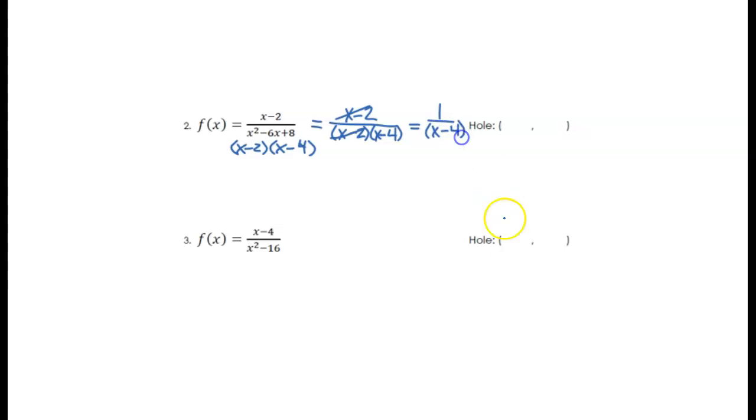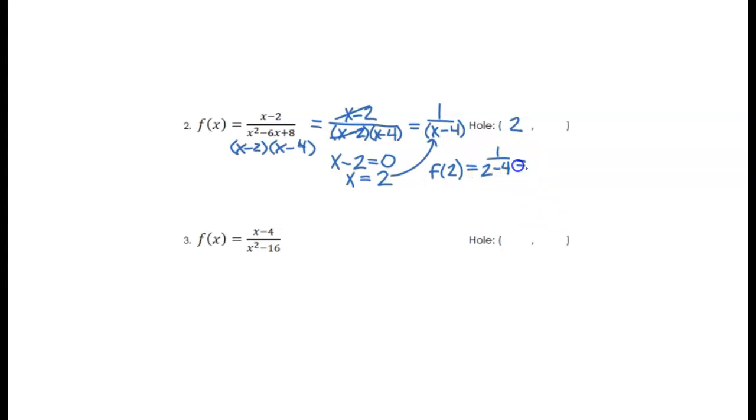Good. Don't make the mistake of just saying x minus 4, because it is in the denominator, so it needs to remain in the denominator. So if I canceled out a common factor of x minus 2, that means there's a hole when x minus 2 equals what? So there's a hole when x equals +2. Good. Yes. So in order to get the y value for that, I'd take 2 and I'd substitute it. Right. So f of 2 equals 1 over 2 minus 4.